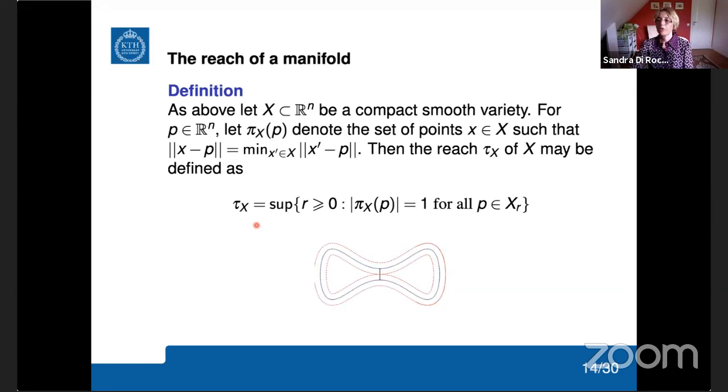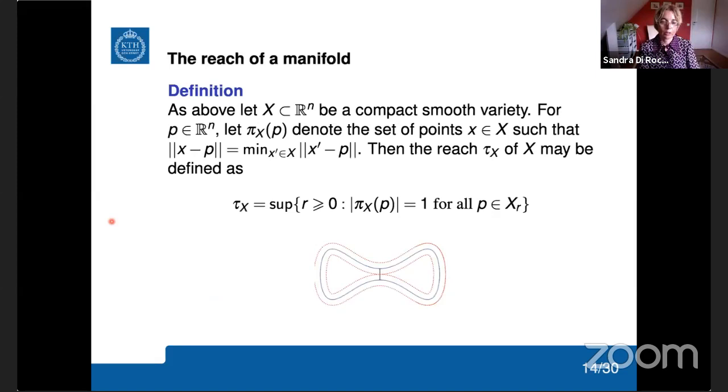So what is the reach of a manifold? Okay, so this is the formal definition of the reach. Let me just walk you through everything that is written here.